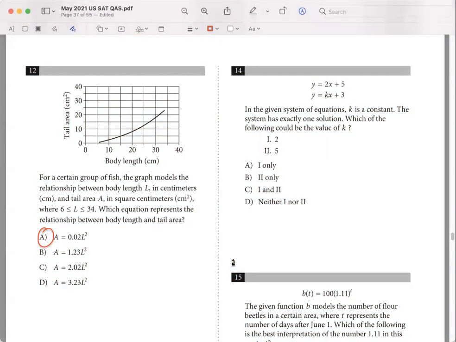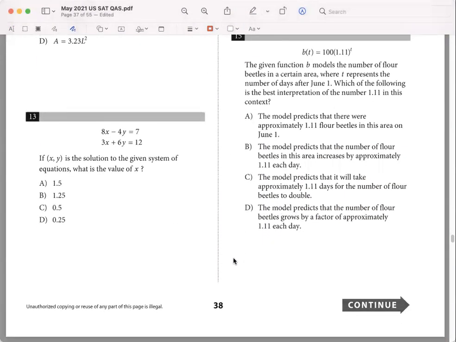Okay. 13. If (x, y) is the solution to the given system, what is the value of x? So to find the value of x, let's get y from the first equation. So 4y is 8x minus 7. So y is 2x minus 7 by 4.